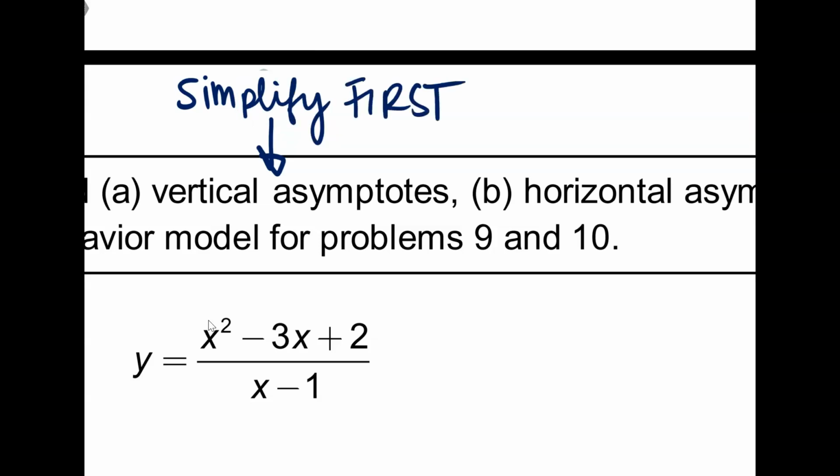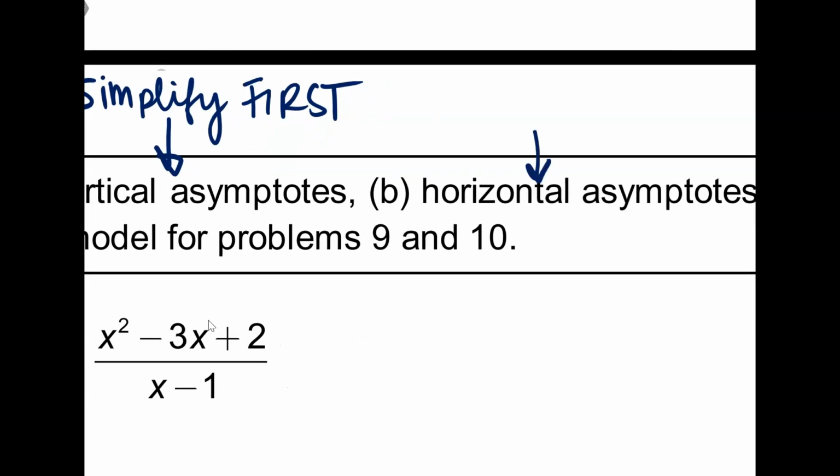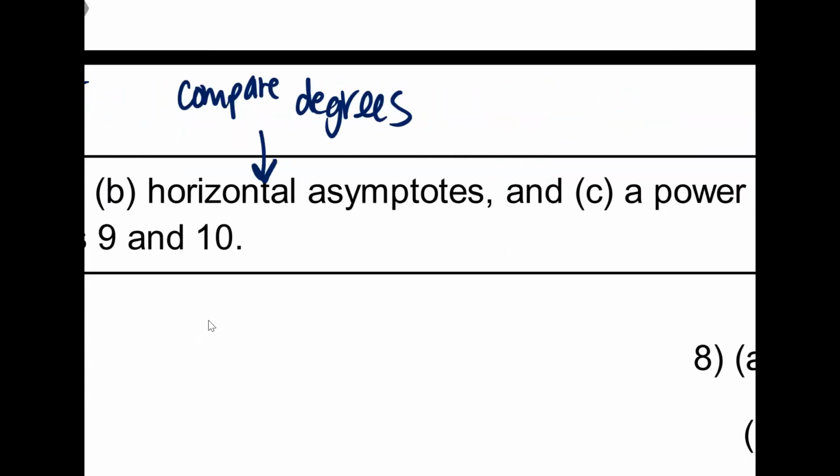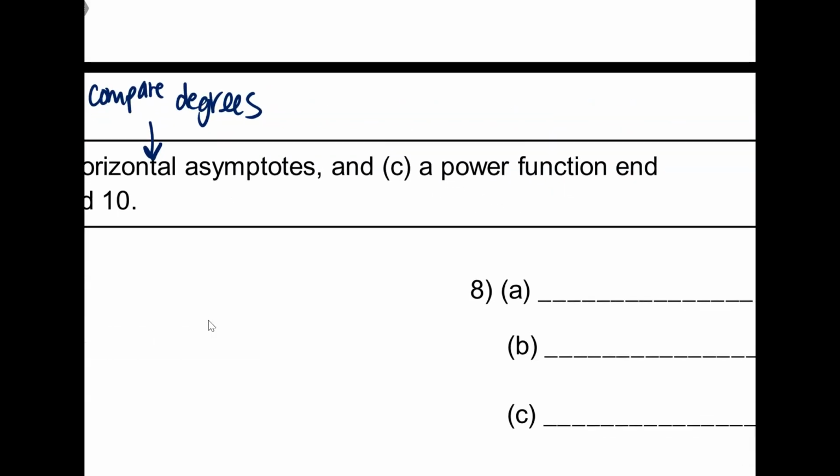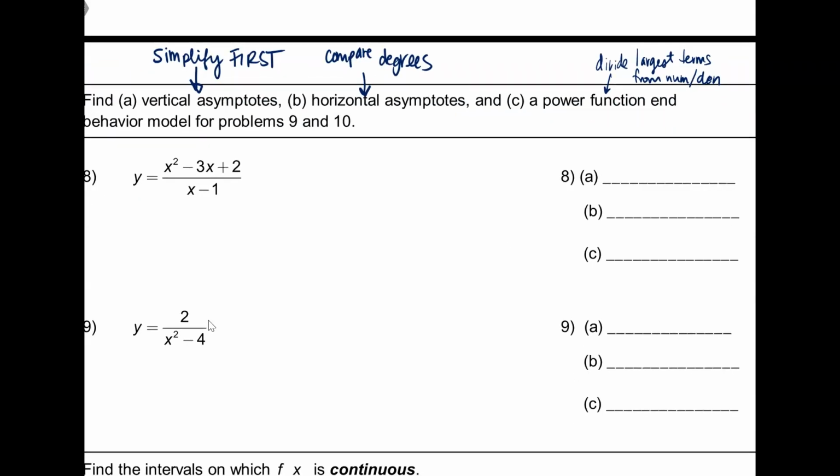Simplify first. Then we want to find horizontal asymptotes. To do that, we compare degrees. And then a power function. A power function is where you divide the largest terms from the numerator and denominator. So it's more or less what we've been doing already. Literally the leading term test, and you divide the x's and simplify. All right, so those are three things we're going to do.